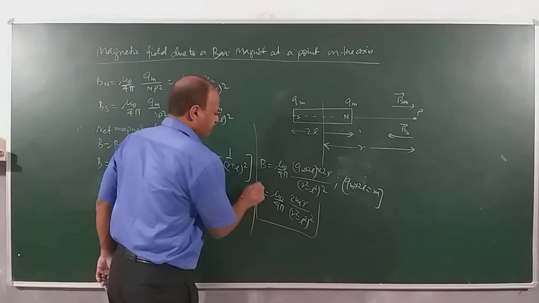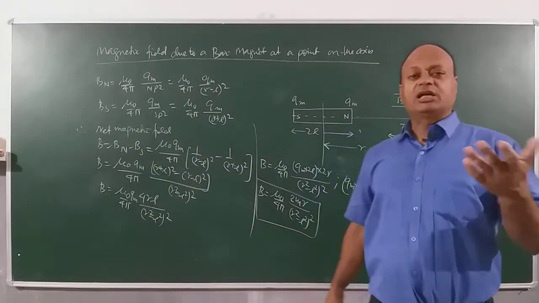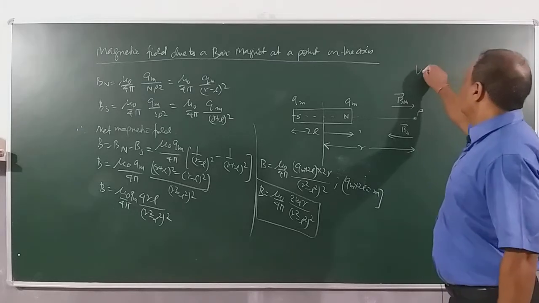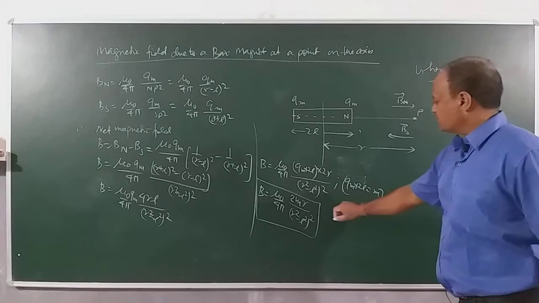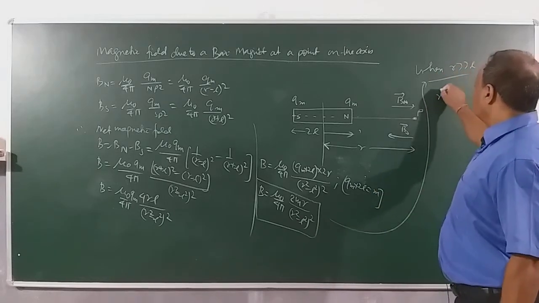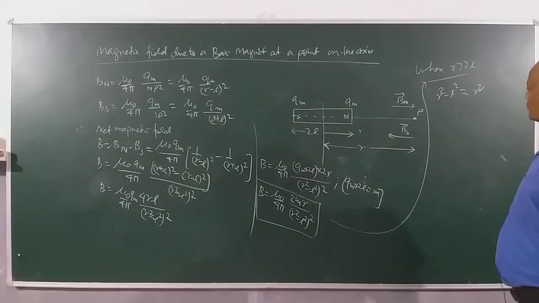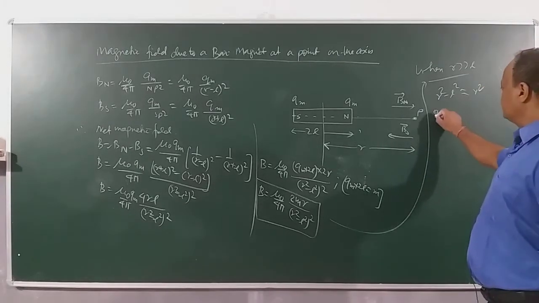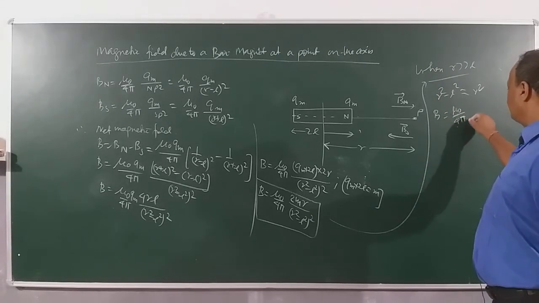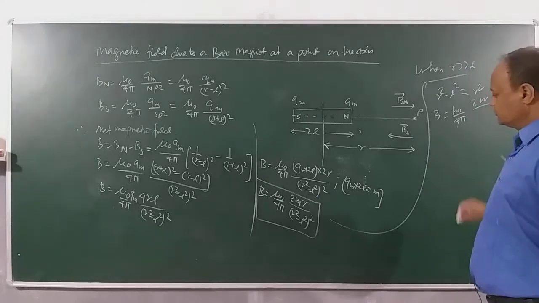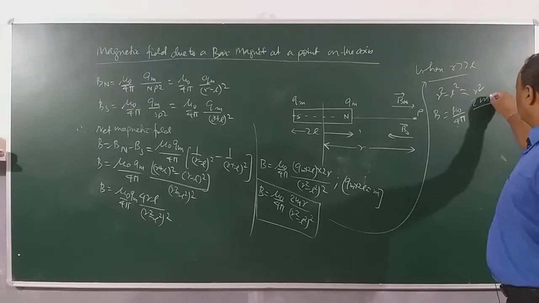So children, this is one important result that we got, and we can discuss the special case when r is very large compared to l. When r is very large compared to l, I bring this result out here and simplify. Then r square minus l square will be nearly equal to r square. And therefore, children, B will be mu naught by 4 pi, 2M by, l square I can ignore, so r square whole square will be r to the power 4.